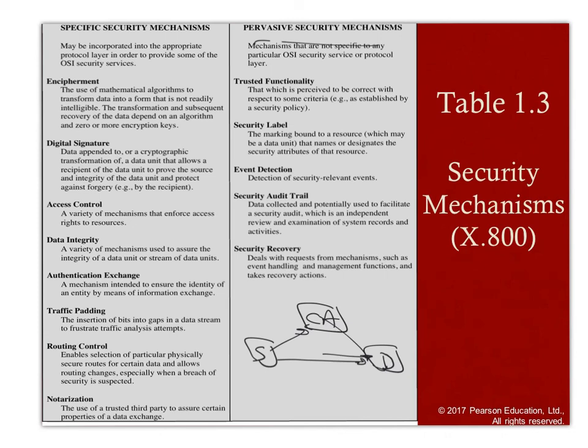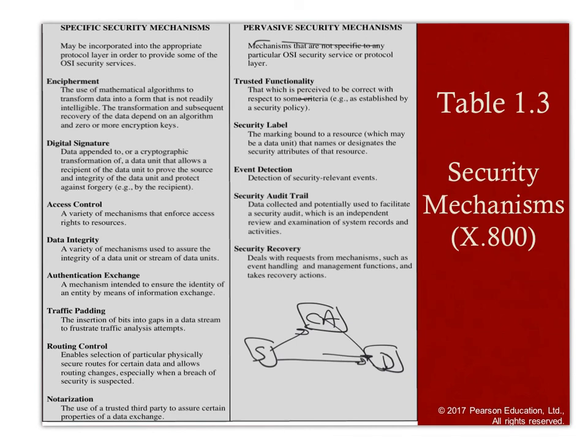Trusted functionality is perceived to be correct with respect to some criteria, like an established security policy. We can apply, for example, a policy for passwords. That has nothing to do with a specific communication or a layer. It's a security policy, so we can say that passwords must meet this criteria. Anyone who accesses the system needs to have a password that complies with this criteria. We can apply this criteria in any part of the system to ensure trusted functionality.